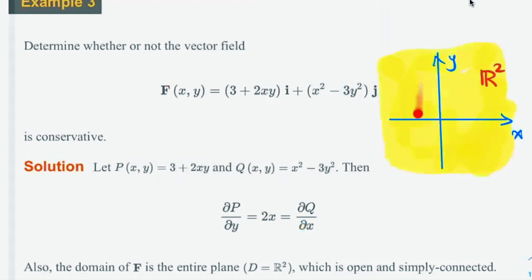This entire plane is open. It doesn't have a boundary, and it is simply connected. So it doesn't have any hole in it, and it's not separated into two or more pieces. So the domain for this big F is an open and simply connected set. And we also have this condition satisfied. So by the theorem that we just stated above, this big F function is conservative, which means that it can be written as the gradient of a small f.